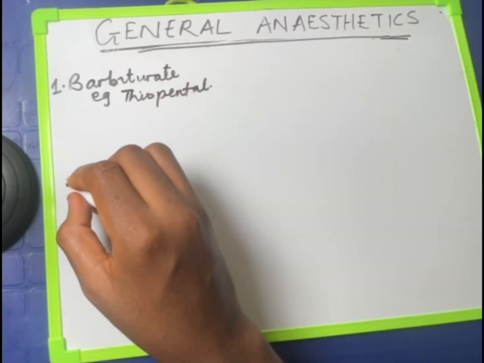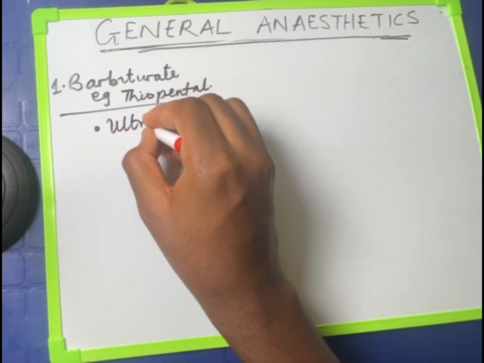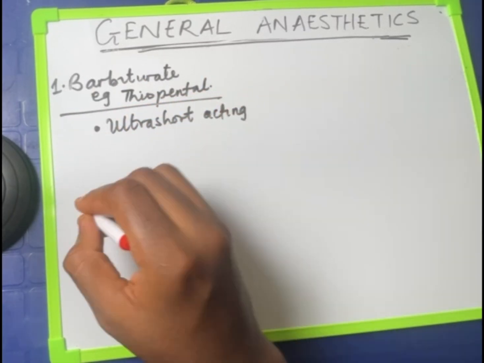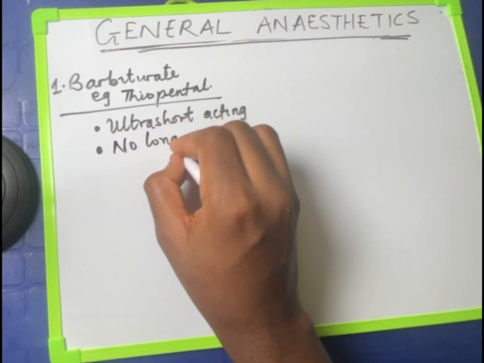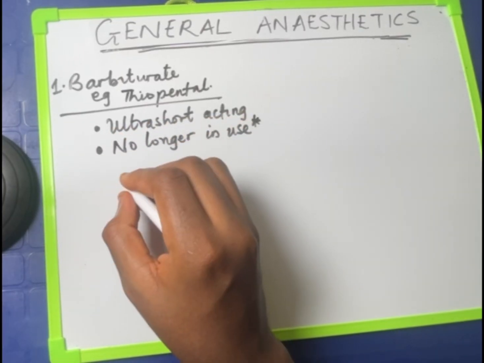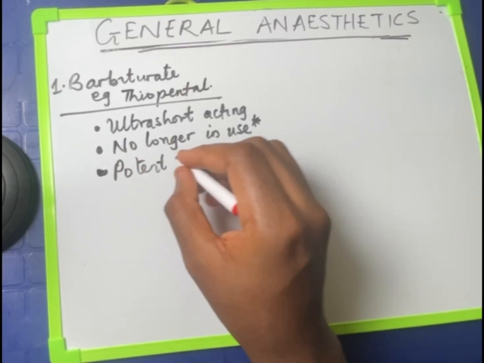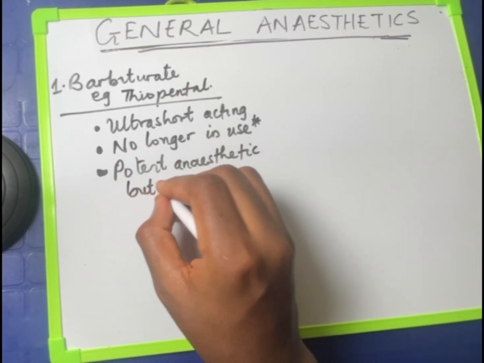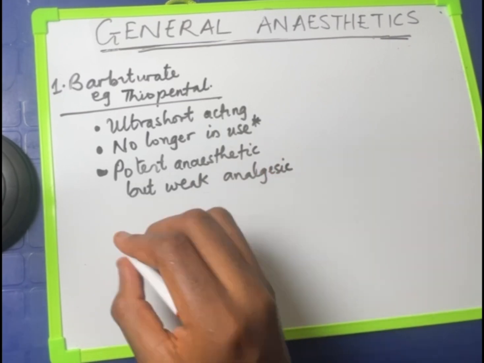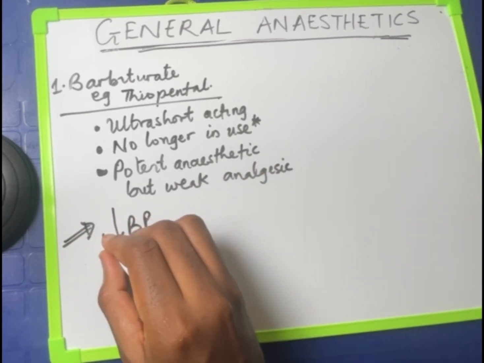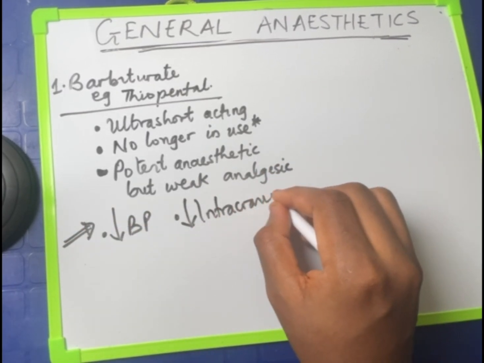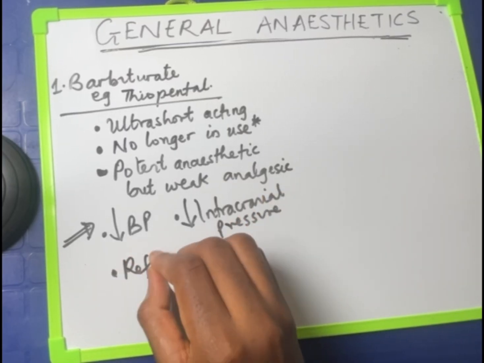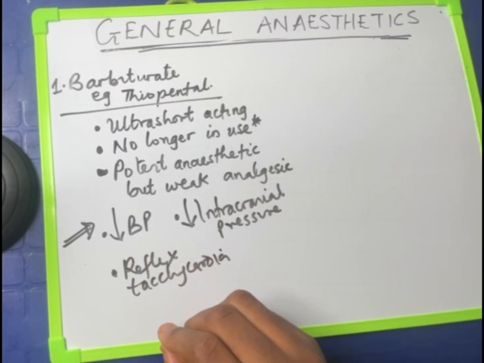Now we are going to be talking about some specific examples of intravenous agents. So we begin with barbiturates, e.g. thiopental. It's ultra short acting. It's no longer in use anyway. Please take note. It has been replaced with another, which I'll tell you soon. It is a potent anesthetic but weak analgesic. Very important. It causes low blood pressure, a fall in intracranial pressure, and reflex tachycardia.